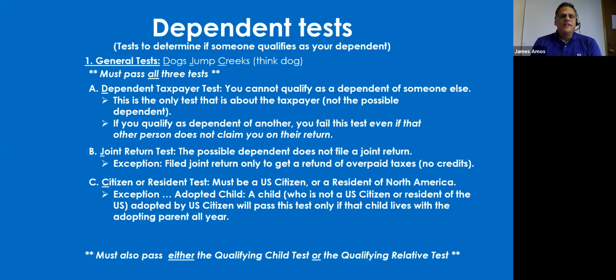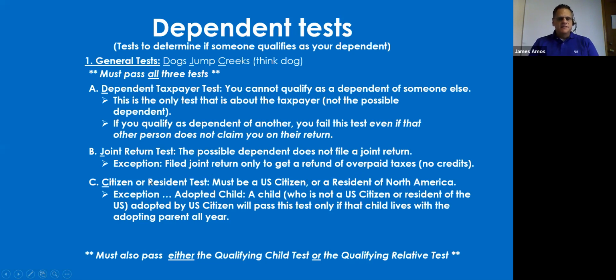If they go and file a joint return, all they're going to get back is the taxes that they paid in. If that's the only reason they file a joint return, then you can still claim that person as a dependent on your return potentially. But if they fail this test for any other reason than that exception, they cannot be your dependent. So that's the joint return test, meaning your possible dependent.